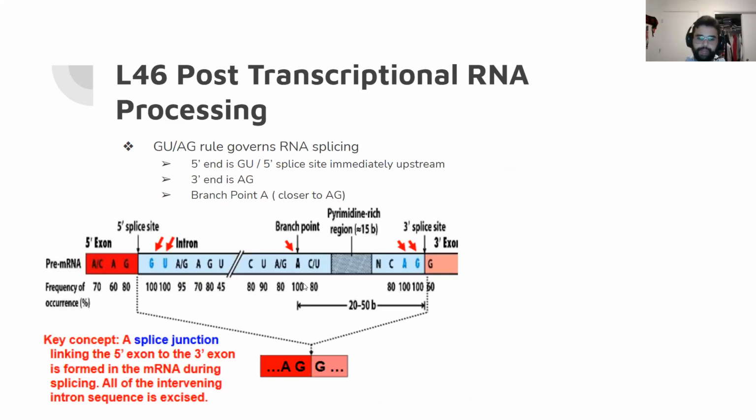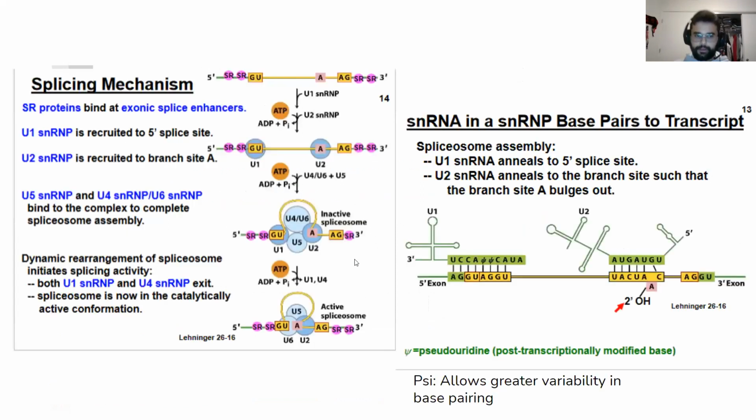But before we start, we have to know that in our intron, which is just the blue area in this graph, there's a rule that governs RNA splicing. We have our GU-AG rule. Our GU is going to be located near the 5' splice site, and our AG is going to be located at our 3' splice site. And then we have a branch point A, which is closer to the AG, which just has an adenine right there. So how does this work?